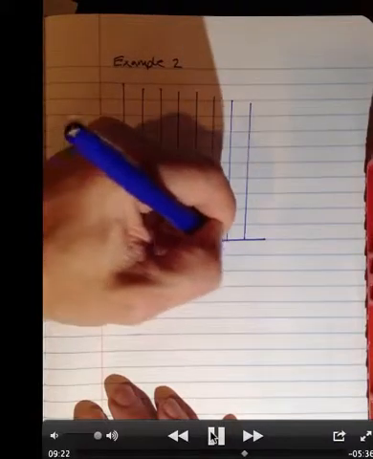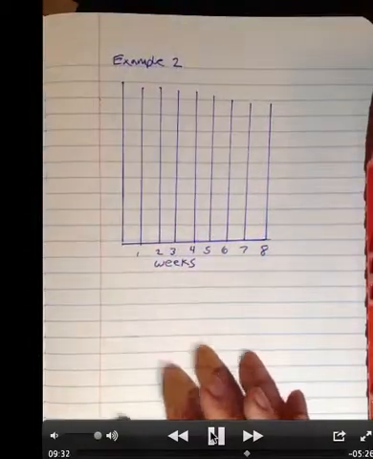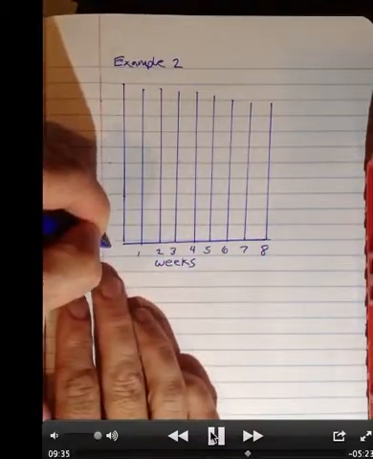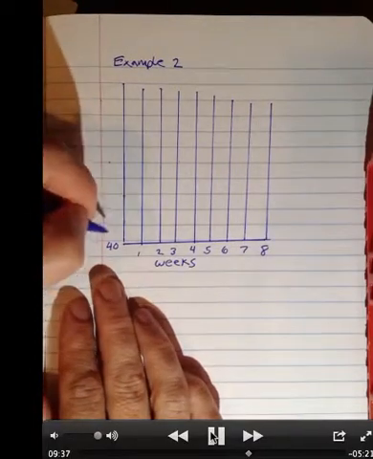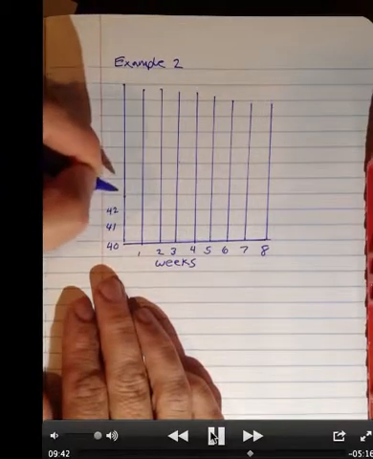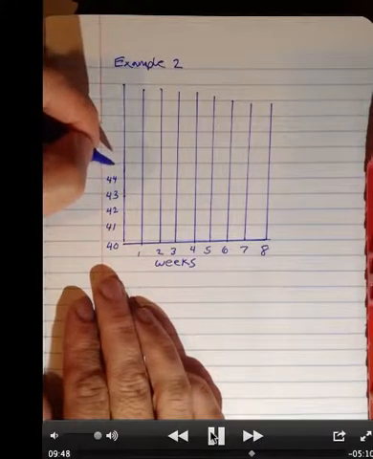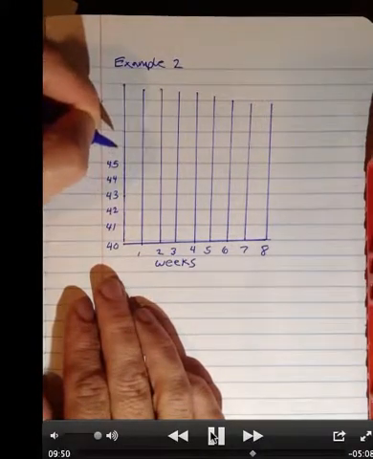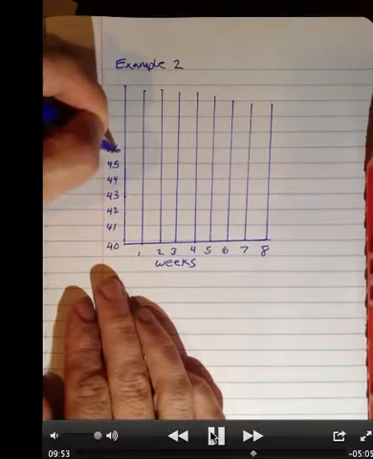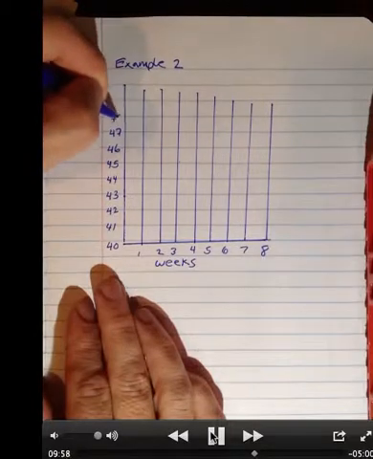So along the bottom, it's kind of like the x value. It's the number of weeks since the season began. So the first line is 0 weeks. That's the very beginning of the season. And we're going to count by ones, but we're going to start at 40 feet because his record is 42. So we'll start a little bit below his record and then just count by ones. And this is in feet.